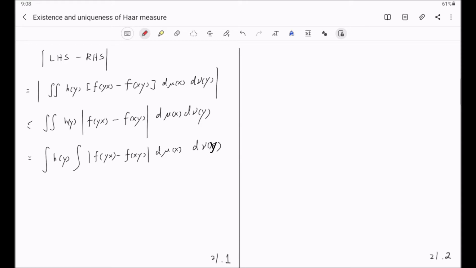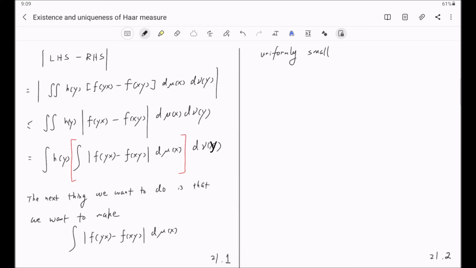The next thing we want to do is that we want to make this part, this integral inside, uniformly small with respect to y. It might not be uniformly small for any y. So we may have to make a compromise, to make this thing uniformly small for the y in some restricted domain.